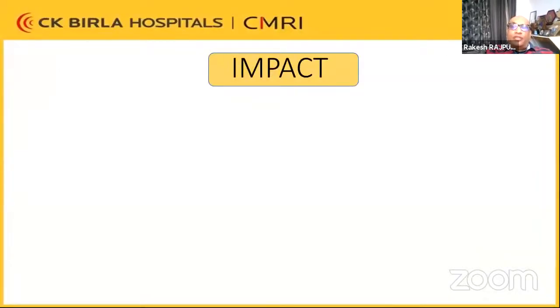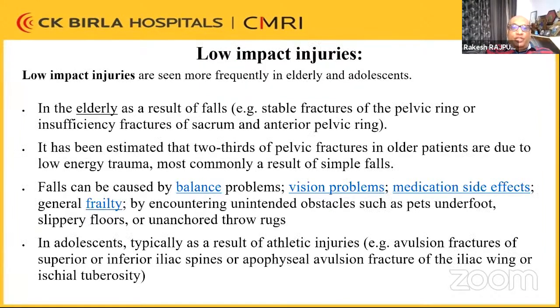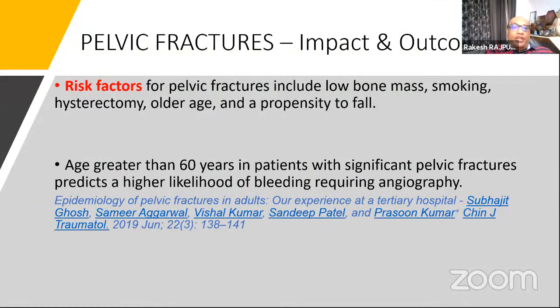Now, how do these fractures impact the patient, and how does this patient then impact society? Regarding the impact on the patient itself, you can have low impact injuries and high impact injuries. We know low impact injuries occur in two different age groups. One is the elderly, and the other is the younger population, which generally is the athletic type of injuries. But high impact injuries normally are due to road traffic accidents or sometimes a fall from a very height.